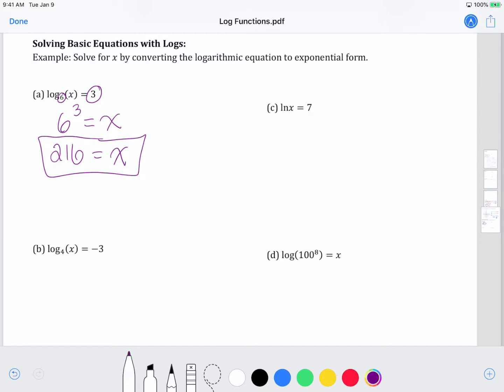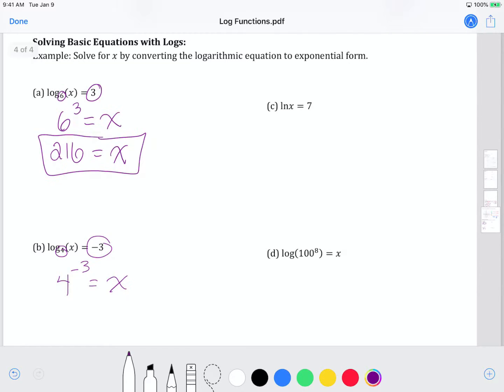In example B, my base is 4, my exponent is -3, so I would have 4 to the -3 is equal to x. And then I would take 4 to the third, which is 64, and that negative tells me to flip it upside down. So my final answer would be 1 over 64.